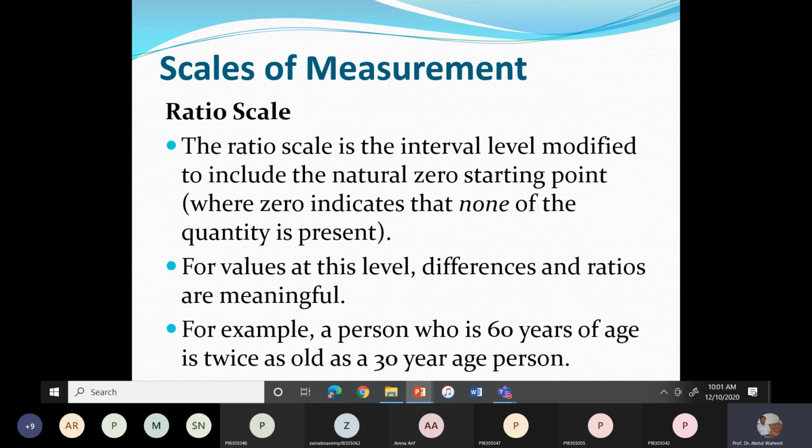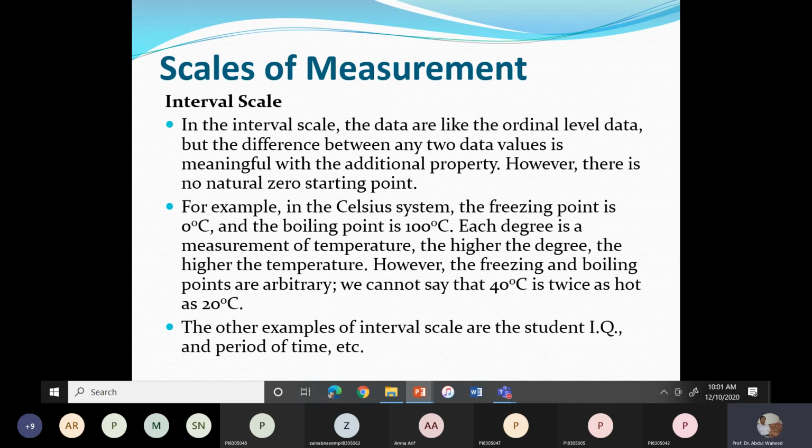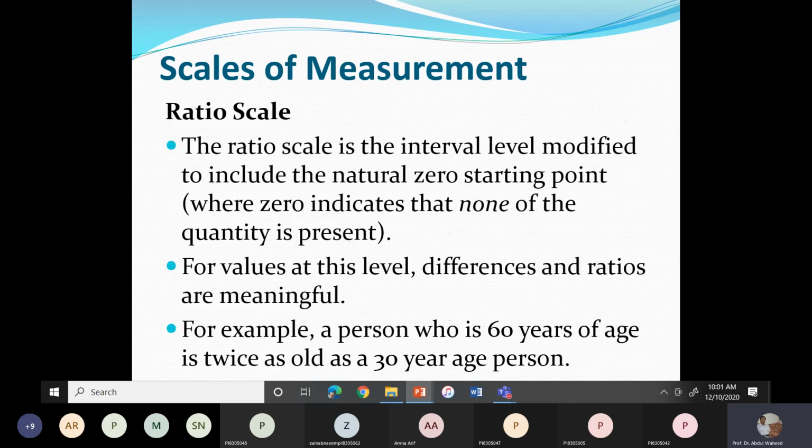And the ratio scale is the interval level which is modified to include the natural zero starting point. In the interval scale there is arbitrary zero, but here we have natural zero, and here a zero indicates that none of the quantity is present. And again in the ratio scale the differences and ratios are meaningful.